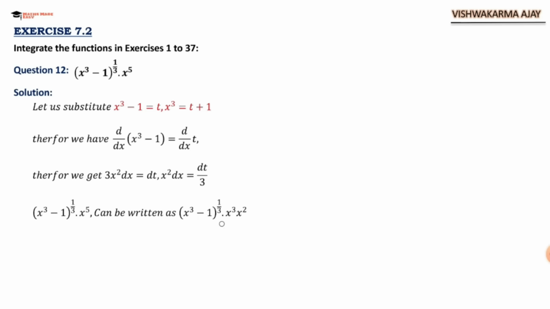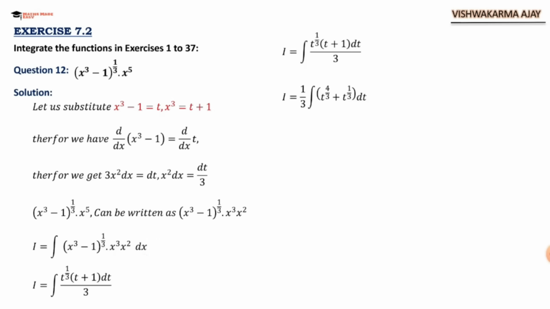this x to the power 5 can be written as x cube times x square. I have already substituted the value of t, x square dx and the value of x cube. Now I will be taking 1 upon 3 common out of the bracket, and then this out of the integral, then t to the power 1 by 3 will go inside the bracket. Let's see what happened with that. Here, same. I am taking 1 upon 3 out of the integral, and t to the power 1 by 3 is going inside the bracket. So we have 4 by 3, we have 1 by 3 inside the bracket.